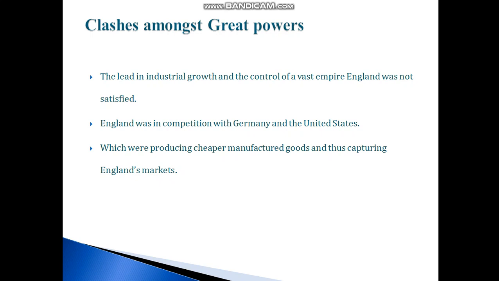The lead in industrial growth and the control of a vast empire, England was not satisfied. England was in competition with Germany and the United States, which were producing cheaper manufactured goods and thus capturing England's market.